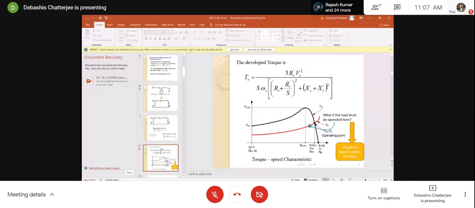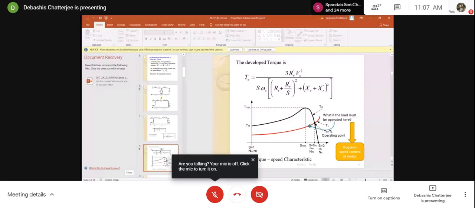But anyway, if you plot from s equal to 1 to s equal to 0, you get this black characteristic, the machine torque-speed characteristic. This becomes your starting torque, this is the maximum torque, and this is the stall torque. Sorry, this is the starting torque, this is the maximum torque, and this is the torque zero condition.